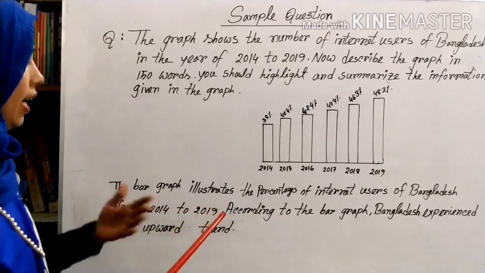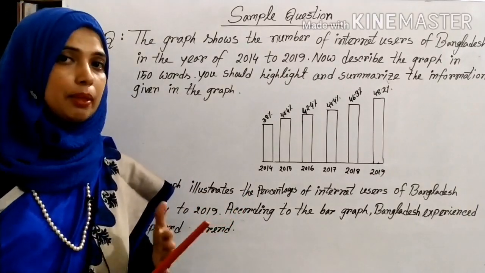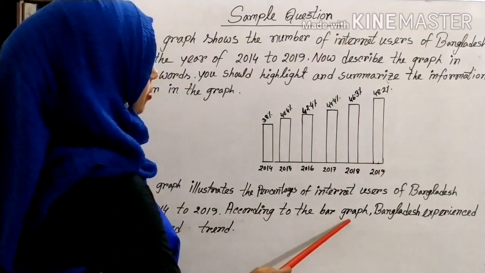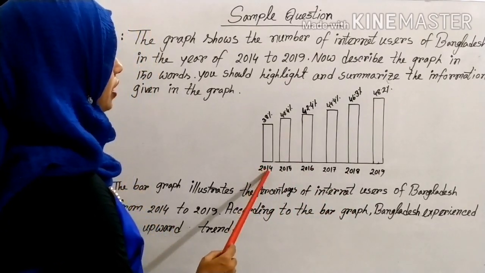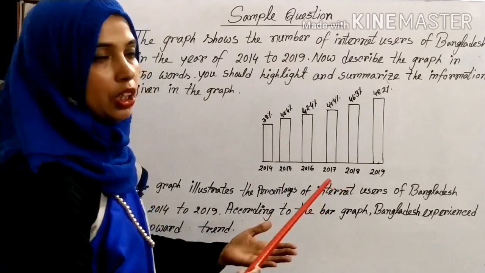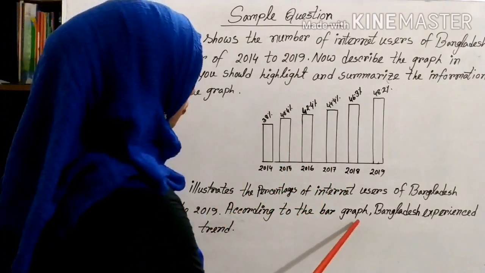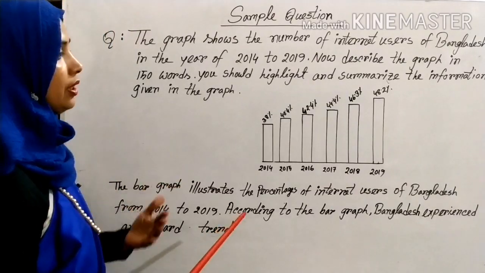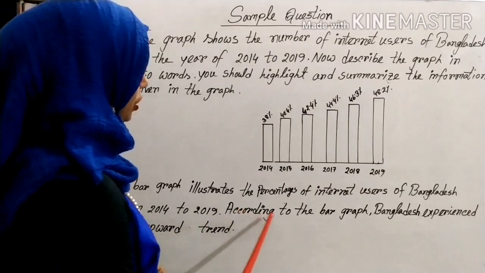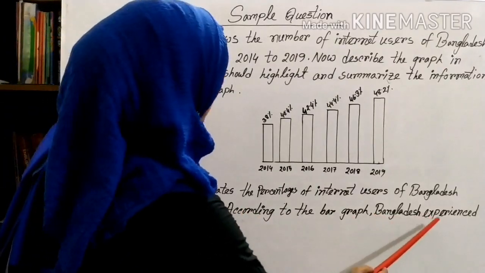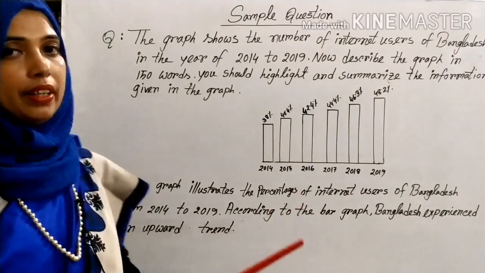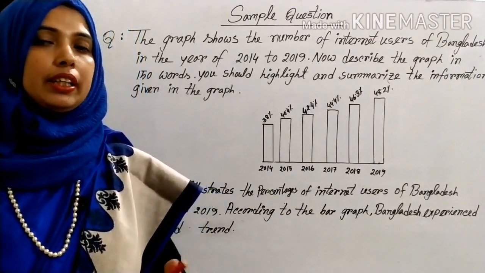2019, and after that you have to write a supporting sentence in this way. According to the bar graph, you can see from 2014 to 2019 the percentage is going up. So by writing this type of sentence, you can give a certain idea, or you can write the sentence in a different way: according to the bar graph, Bangladesh experienced an upward trend. So it will be very effective for getting good marks.